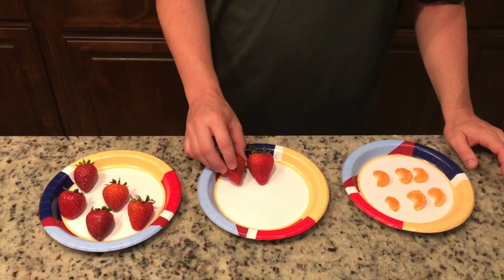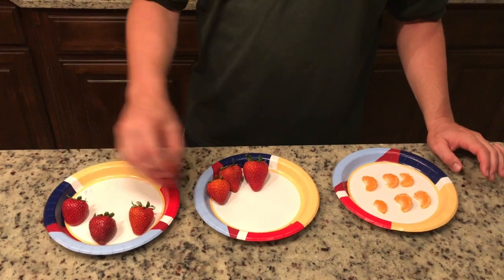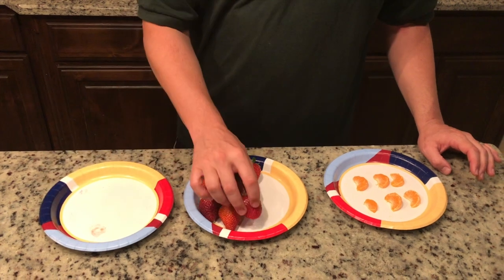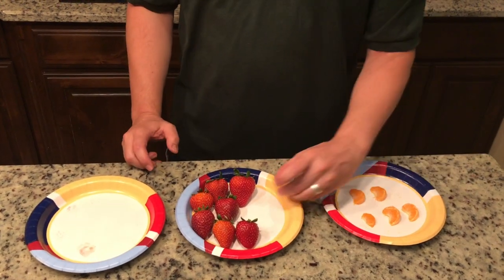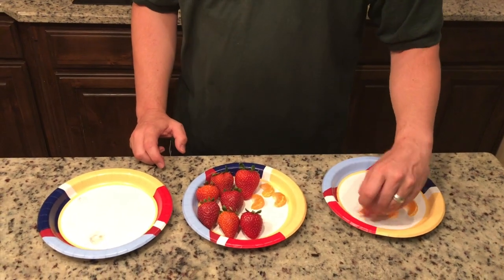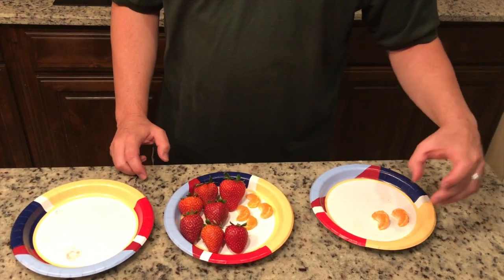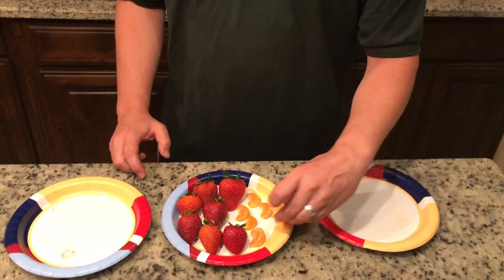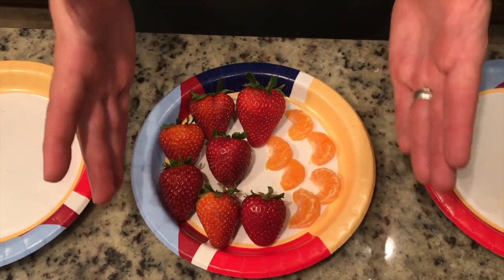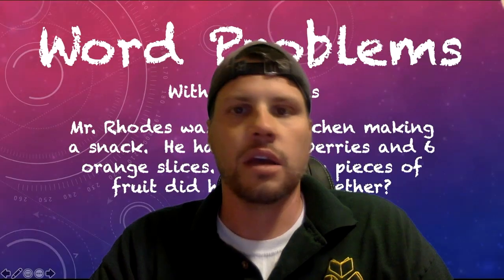1, 2, 3, 4, 5, 6, 7 strawberries, 8, 9, 10, 11, that was juicy, 12, 13. So all together, we have 13 pieces of fruit, and that is an example of your addition word problem. Thank you very much. All right, we're back.